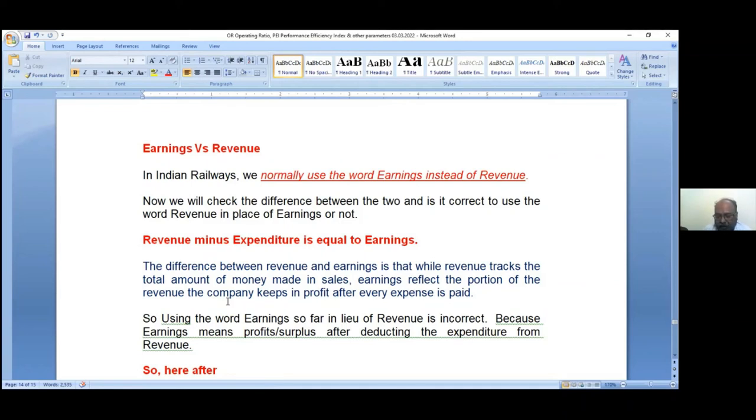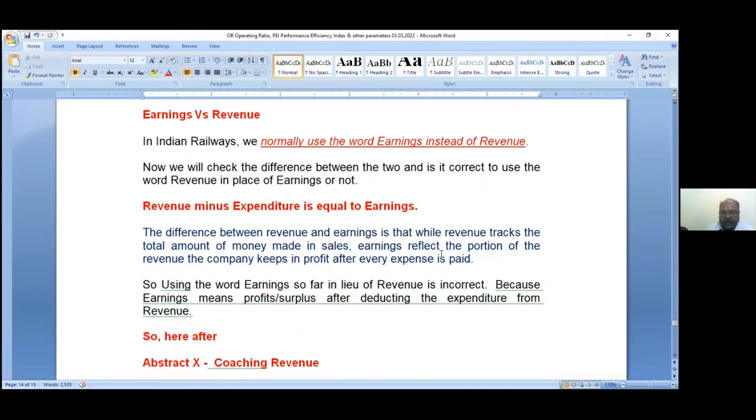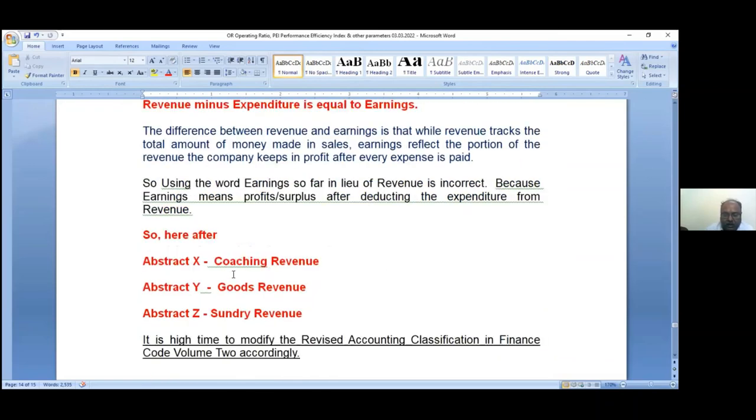That's why our railway minister has suggested using the word revenue instead of earnings. The difference between revenue and earnings is that revenue is the sales amount, the total amount of money made in sales. Earnings is the portion of revenue the company keeps as profit after every expense is paid, that is, on a net basis. So using the word earnings so far in lieu of revenue is incorrect, because earnings means profit or surplus. So hereafter we can call abstract X the coaching revenue, abstract Y the goods revenue, abstract Z the sundry revenue. It is high time to modify the revised accounting classification in the Finance Code accordingly.